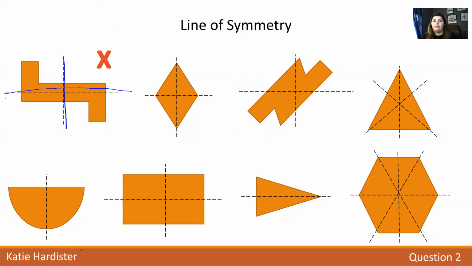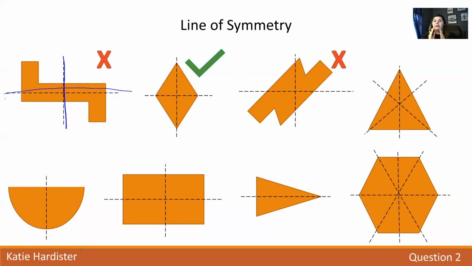But if I take, say, this diamond, and I fold that diamond hot dog style, then my edges match up and there will be nothing hanging off. It's all overlapping itself. And if I fold it hamburger style, horizontally, then the same thing. So that does have a line of symmetry. Moving on to our next one, it does not have lines of symmetry, because if I folded it in half, those tails again are going to stick out.